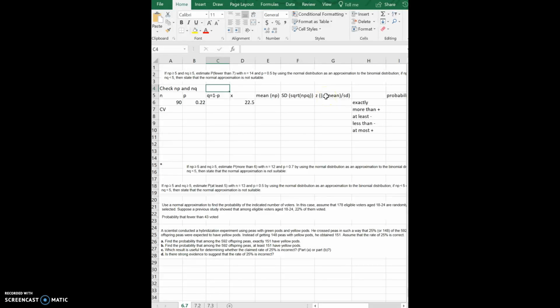So literally you can just do np, so n, which is 14, times p, which is 0.5, and make sure that it's greater than 5. It is. Then we have to do q, which is just 1 minus p, and I'm just going to put it in the same thing. We're still greater than 5, so it's still fine. So I'm going to say that's checked off our list, and now I don't need to worry about it.